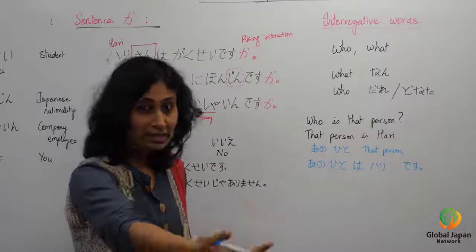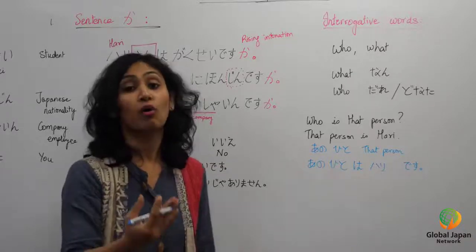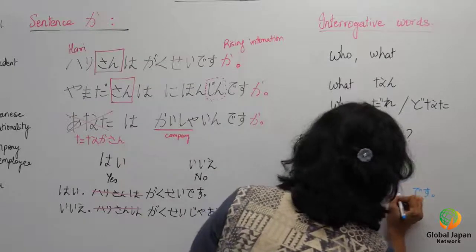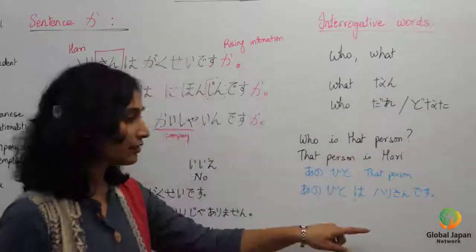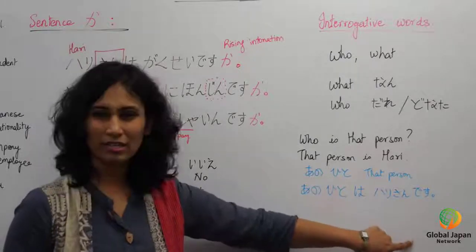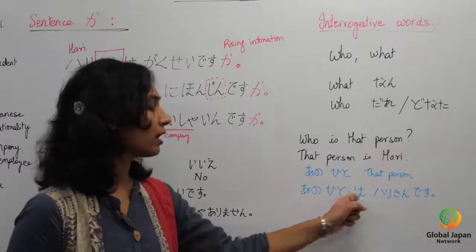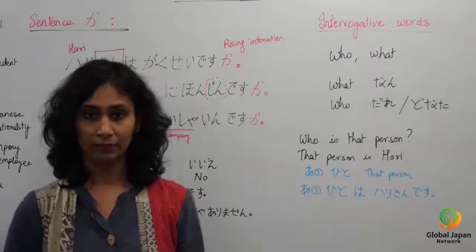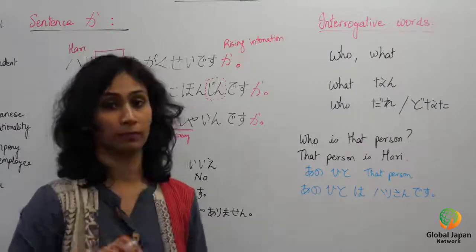Hari is someone else, and when you are calling someone else, you can't just tell Hari, you have to attach the name suffix, and that will be san. For now, we are not going to see application of the other name suffixes. Let's just stick to san. Ano hito wa Hari-san desu. This is a statement.